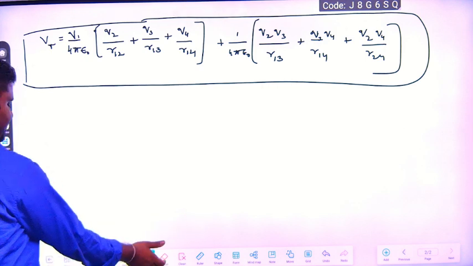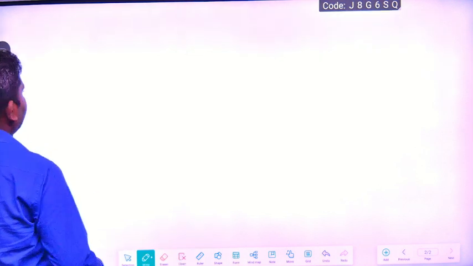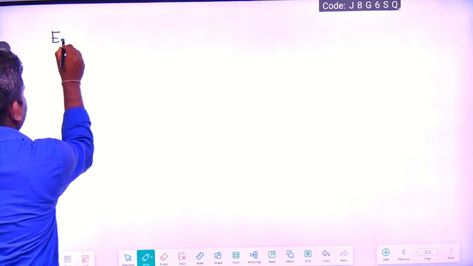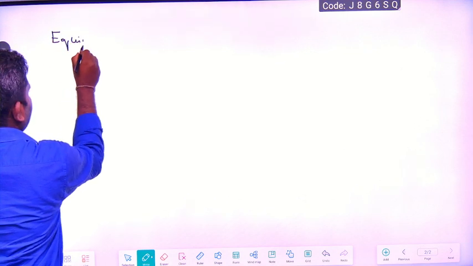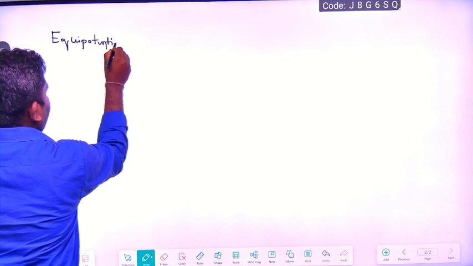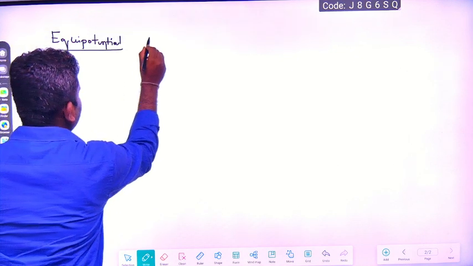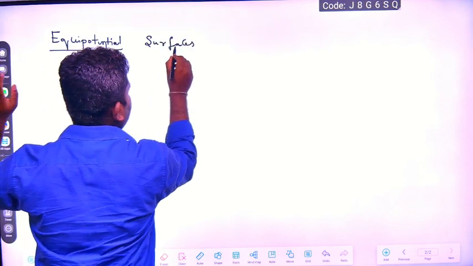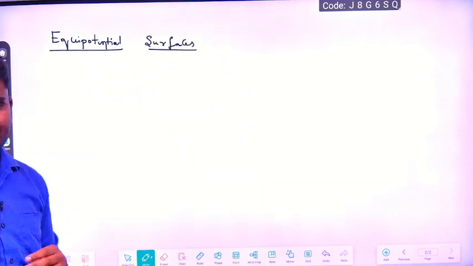So, I will erase this. Equipotential surfaces. What are equipotential surfaces? Can you please tell?